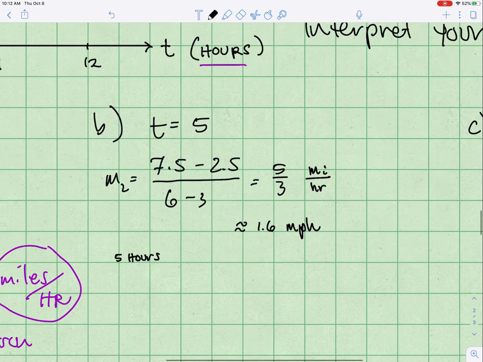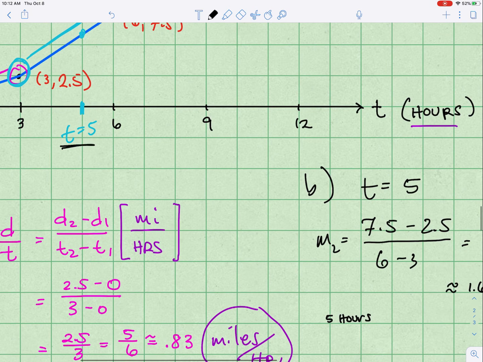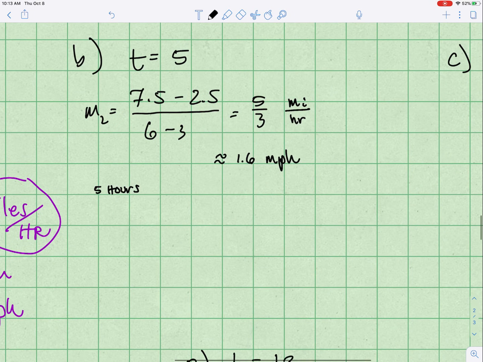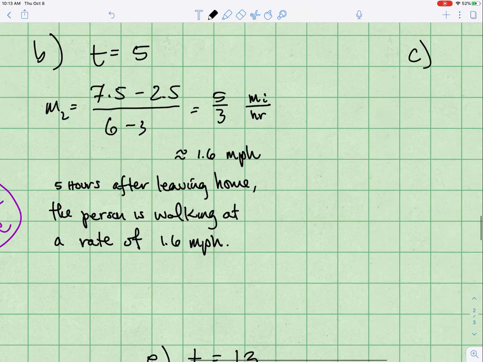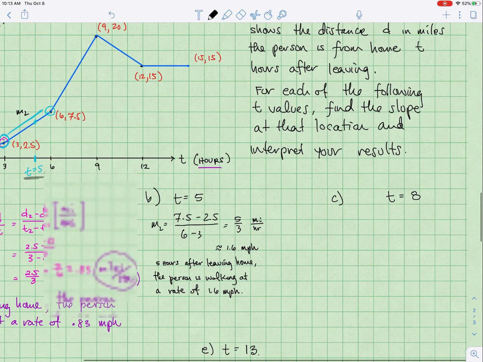And so we might say something like 5 hours. Why 5 hours? Because we're doing this at t equals 5, right? 5 hours after leaving home, the person is walking at a rate of 1.6 miles per hour, roughly. It's an approximation. Okay, let's keep going.